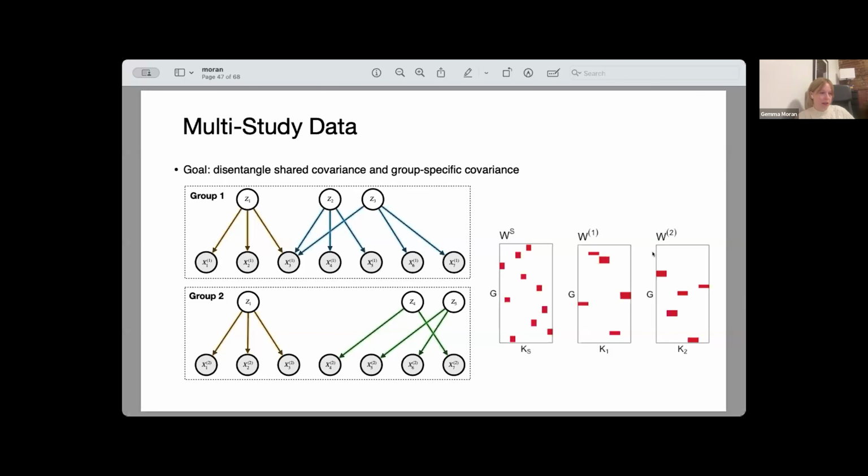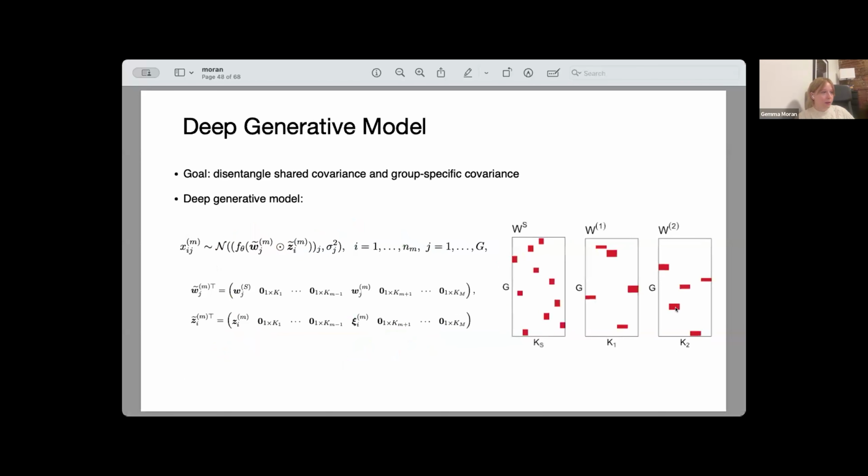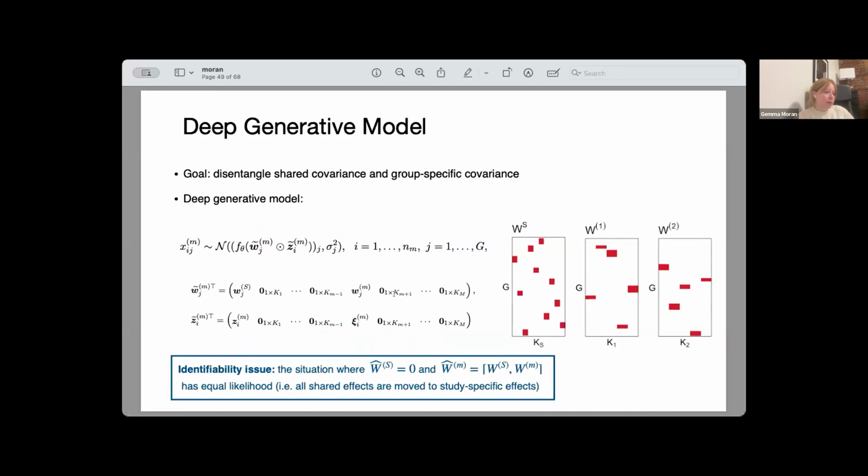So how do we estimate this model? We have our representation Z. We have some normal prior here. We have our mask matrix here. We want to learn this sparsity pattern. So we're going to be using sparsity-inducing priors, specifically the spike-and-slab lasso by Ročková and George.